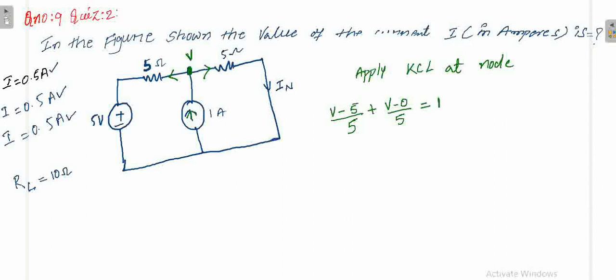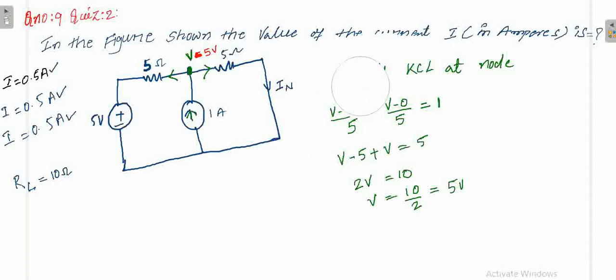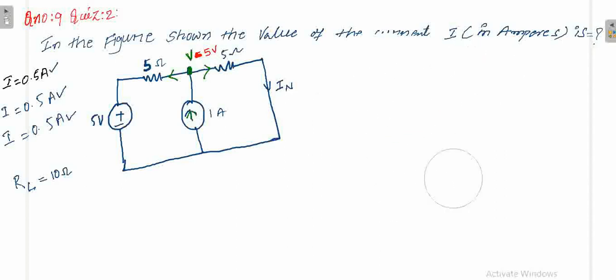So V, here the denominator is common, so V minus 5 plus V equals 5, then 2V is equal to 10, then V is equal to 10 by 2. Here we got V equal to 5 volts. That is the value of V, V equal to 5 volts we got. Got my point? If V equal to 5 volts, I want to find this current.